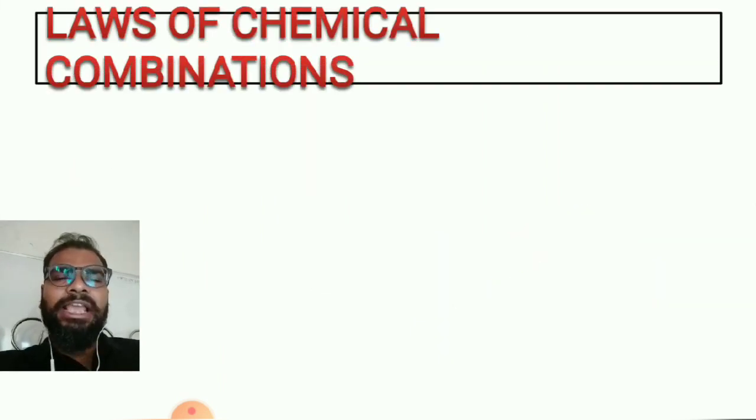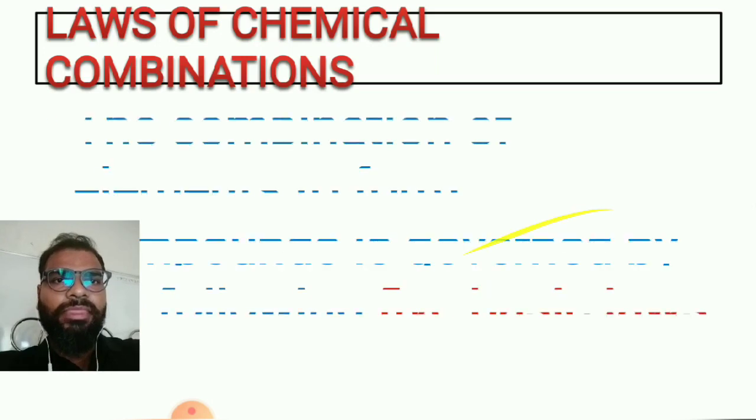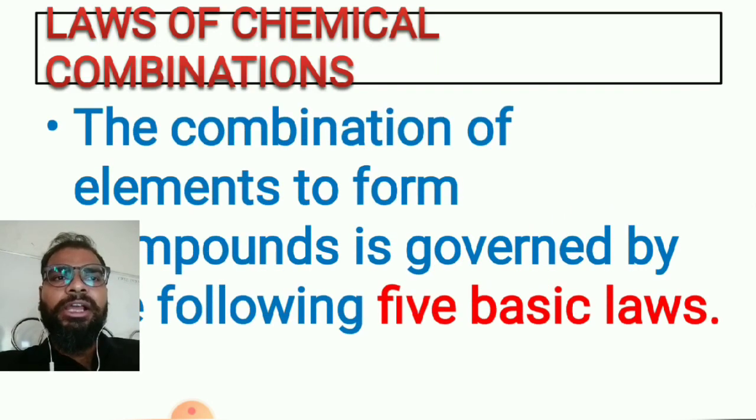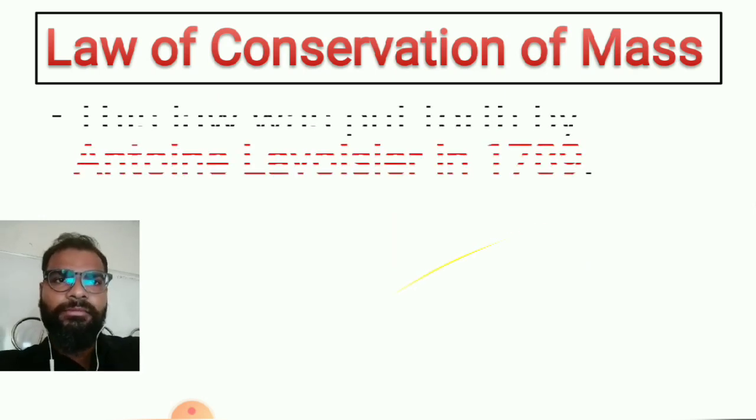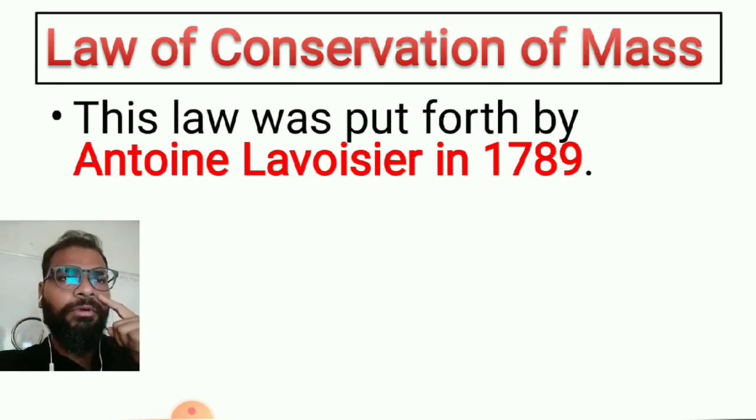The combination of elements to form compounds is governed by the following 5 basic laws. There are 5 basic laws for chemical combination. The first one is the law of conservation of mass. What is it? This law was put forward by Antoine Lavoisier in 1789. It was discovered by Antoine Lavoisier in 1789.